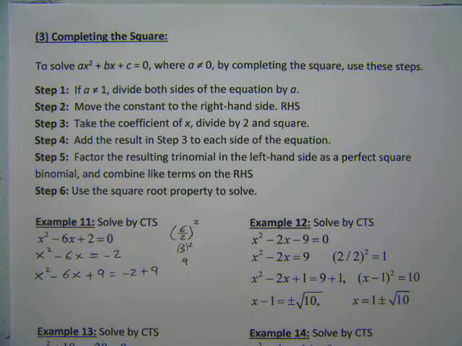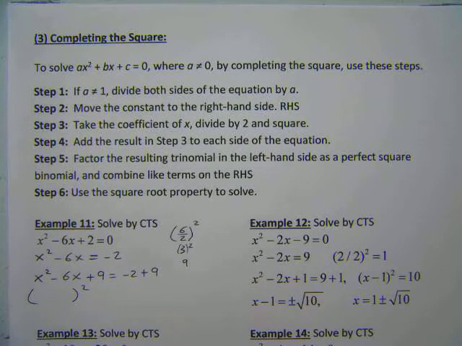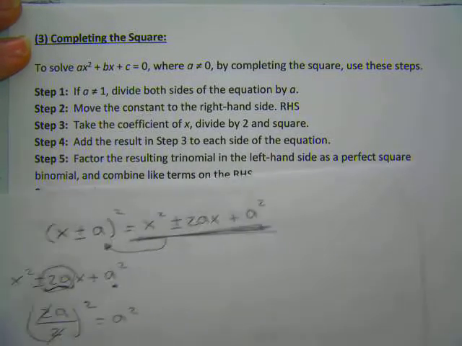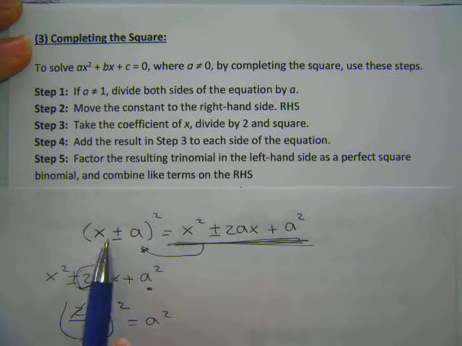We'll take the result, which is the 9, and add it to both sides of the equation. Now here's what's nice. It says that this left hand side automatically becomes a perfect square binomial. We forced it. We completed the square. So what is inside? It's a parenthesis squared.